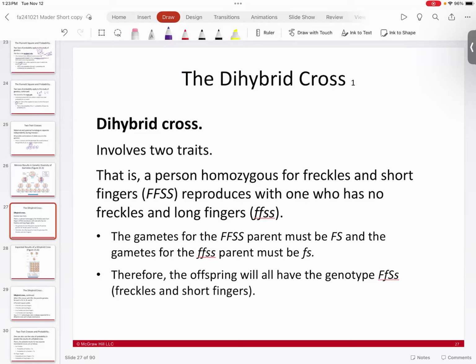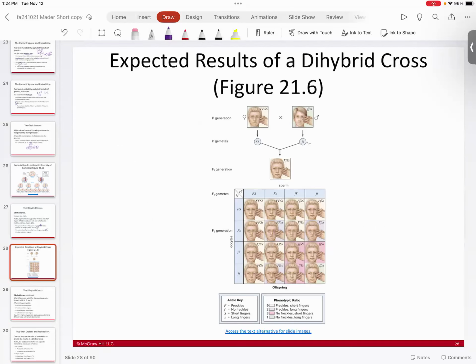long fingers, then the gametes are basically the only thing they give, right? So for instance, the first parent can only give the dominant F and the dominant S. That's going to be one gamete. That's all they can give. And the other parent can only give the little f and the little s. That's all they can give. So their offspring will have a combination of both. They'll have one big F from one parent, one little f from the other parent. They're heterozygous for the F gene. The same thing is also true for the S gene. They'll have one big S and one little s.